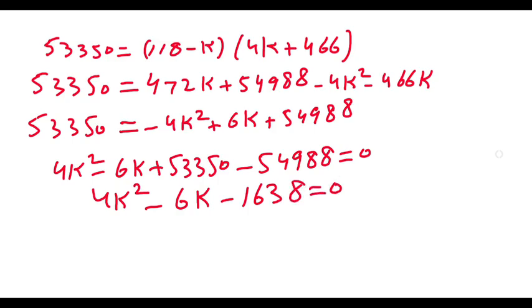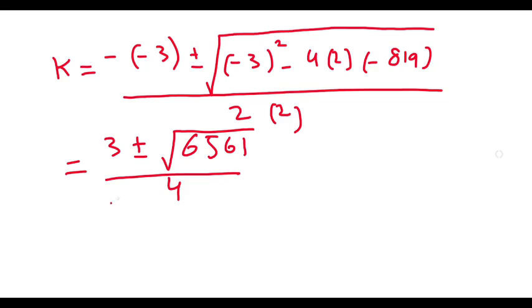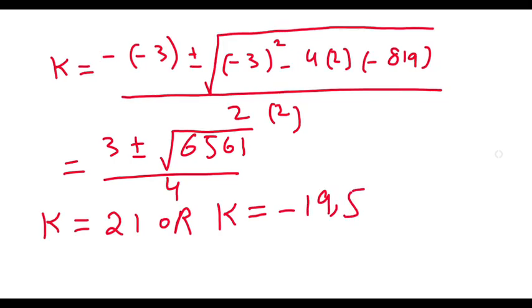So I can simplify, divide the whole term by 2. It's going to be 2k square minus 3k minus 819 is equal to 0. So I'm going to apply the quadratic formula to solve for k. So I apply the quadratic formula and I solve, and therefore the k will be equal to positive 21, or k will be equal to minus 19.5. So the k we're finding is a position, so this is no solution, so only k equal to 21 will be the solution. So this is my final answer.